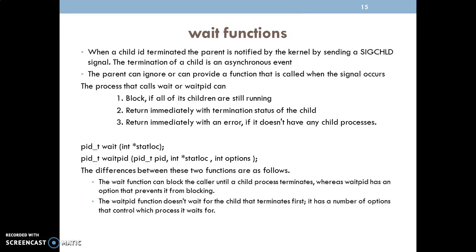The waitpid function does not wait for the child that terminates first. It has a number of options that control which process it waits for. That means assume that a parent has two children, but currently the second child is terminated. It wants to retrieve the termination status of the second child, but the first child is still running. In that case, if I am using the wait API, then it is not possible to get the termination status of the second child. But if I am using the waitpid function, then I have an option, I can directly retrieve the termination status of the second child here.